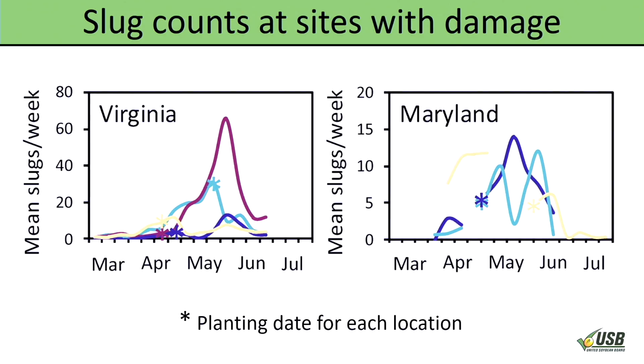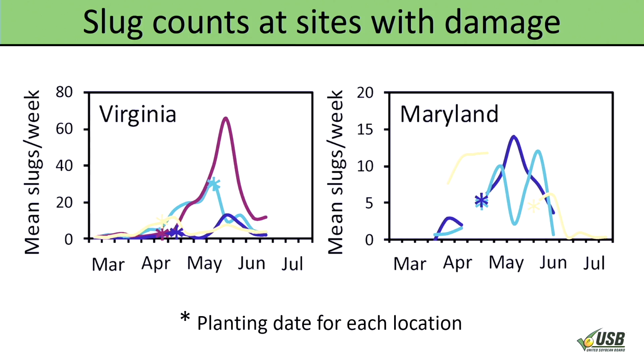So this is an example of monitoring that we've been doing. We were funded by the United Soybean Board. It's actually a national project with many states involved. But I'm just showing Virginia and Maryland because we had the sluggiest year last year. So these are some of the samples that we were taking, and these were our particularly sluggy fields where we saw damage.